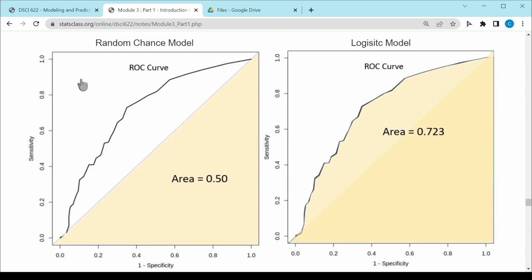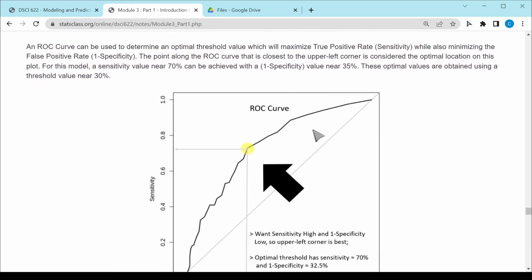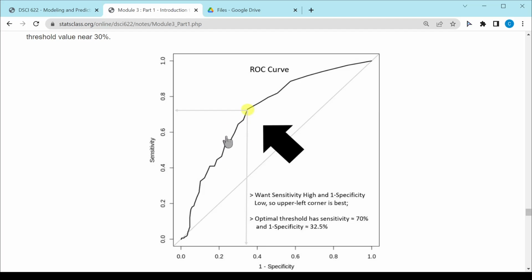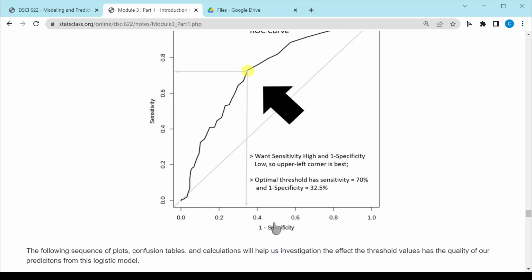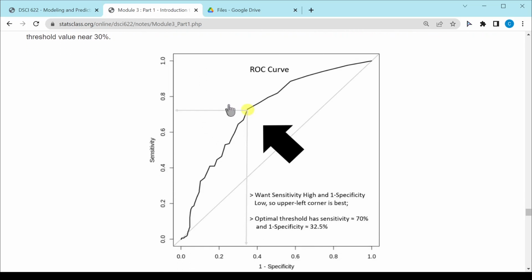If this ROC curve is pushed way back up here in the upper left-hand corner, then that's going to be good. A little bit more about that. I want this curve to be as far to the left and up as possible, because on the y-axis here I have sensitivity, which is the true positive rate, and on the x-axis here I have the false positive rate, and I want that to be small. So I want to be up here in this corner, and the closest that I can do with this logistic model is right about here.